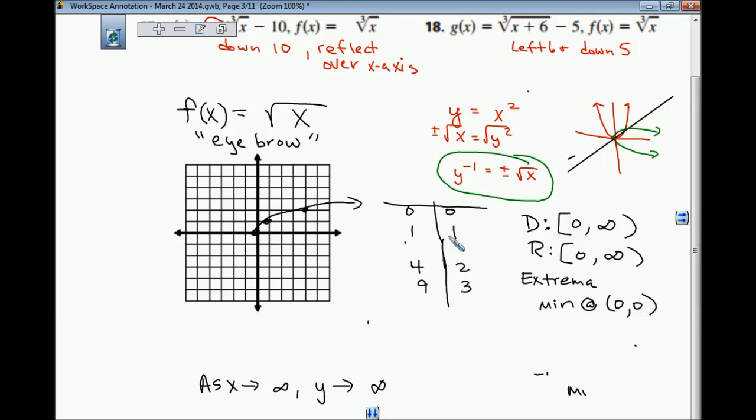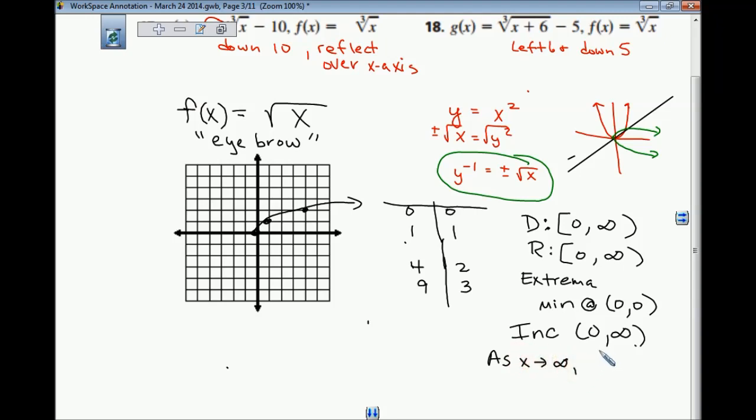What about increasing, decreasing? Do we have any intervals here? We only have increasing. Good. It increases from 0 to infinity. And you can already see, I failed to erase it, end behavior. Well, this one only has one end that approaches infinity, doesn't it? We only have this end over here where x approaches positive infinity. What does y do? Goes to positive infinity.